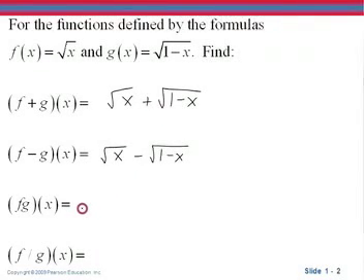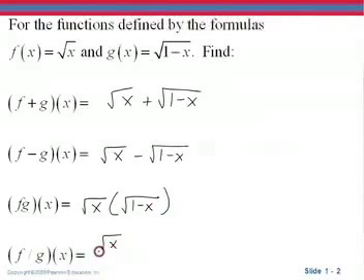F g of x, since there's nothing between the f and g, is understood to be multiplication. So this is the product of f and g. So that's the product of f of x, which is the square root of x, times g of x, which is the square root of 1 minus x. The quotient, f divided by g of x, is just f of x divided by g of x.